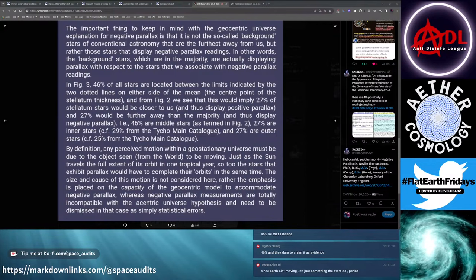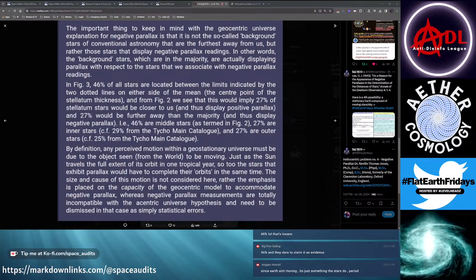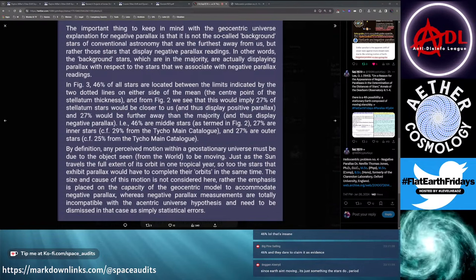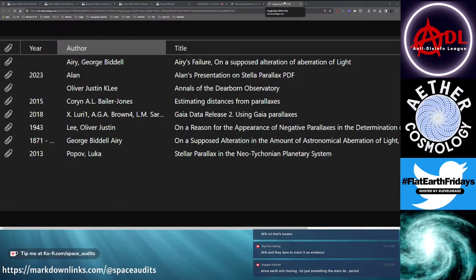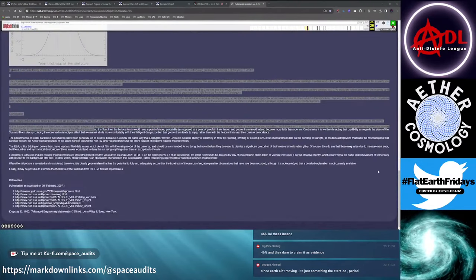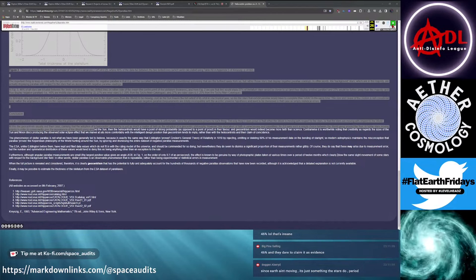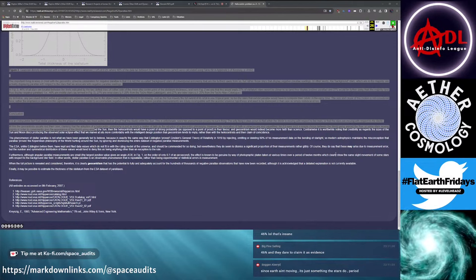Rather, the emphasis is placed on the capacity of the geocentric model to accommodate negative parallax, whereas negative parallax measurements are totally incompatible with the heliocentric universe hypothesis and need to be dismissed in that case as simply statistical errors. My bad, guys. We know we told y'all 54% of the stars is going to move that way, but our stats, we kind of made a mistake. Statistical error, instrumentation error. Don't worry about it. Trust me, though. It's really doing what it's supposed to be doing. Like, wait, what, bro?